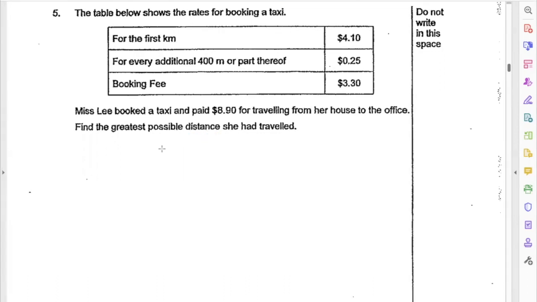Okay, let's start. So the first thing that Mrs. Lee has to pay will be the booking fee. The next thing she will pay is the first 1 kilometer. Then the rest she will be paying 25 cents per 400 meter. So she started off with $8.90. She will first pay the booking fee, and she'll be left with $4.80. Now, with $4.80, she will first need to pay off the first kilometer. So $4.10.